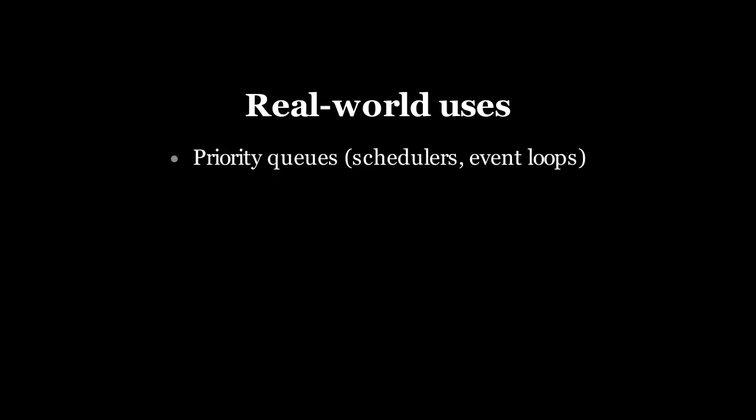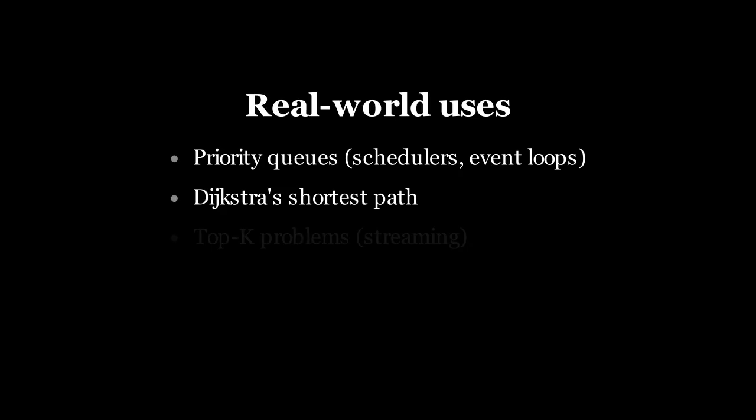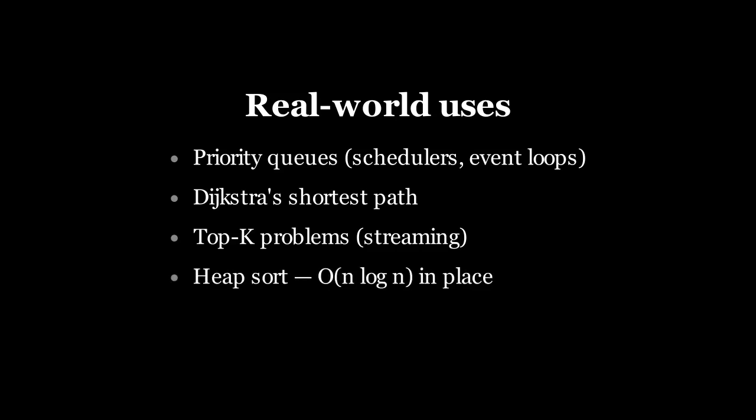Heaps power systems you probably use today. Priority queues for task schedulers and event loops. The next thing to run is the highest priority. Dijkstra's shortest path algorithm uses a heap to always pull the closest unvisited node. The top k problem, find the k largest values in a stream, is a heap of size k. Heap sort sorts in place in O(n log n). Even your operating system's timer queue uses one.